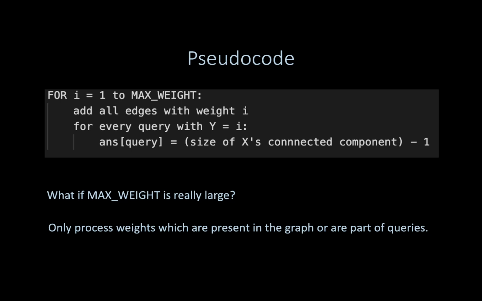And that's because each edge is only added once. It's only added in the one iteration corresponding to its weight. And similarly, each query is only answered once, which means that we actually only perform m plus q operations, which are either adding an edge or querying the size of a connected component. And that means that our time complexity is roughly like n plus q times the inverse Ackermann function of n because of the union find complexity. So that would solve our problem very fast.